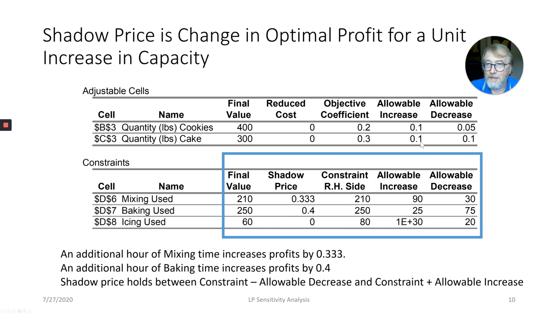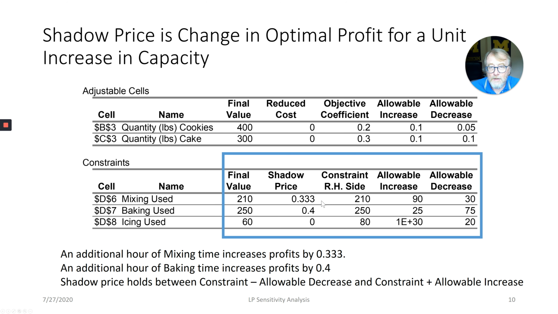Okay. And the other part is having to do with the constraint. And just to orient yourself with the constraint part, you have the three constraints: mixing, baking, and icing. This is the final amount you use, 210. This is what you had. So mixing is binding. Baking, we have 250 hours of oven time. We used all 250, so that's binding. Icing, we have a total of 80 hours of icing. We only use 60, so this is not binding. And we have a slack of 20. 80 minus 60 gives me a slack of 20.